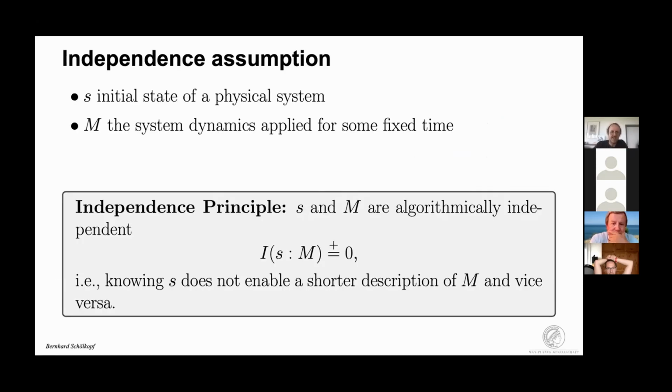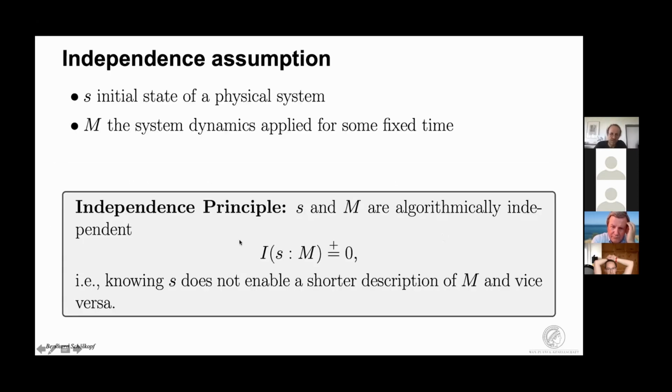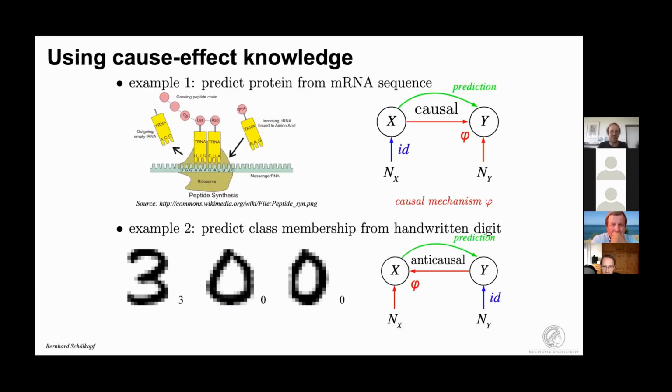And if we formalize that, so we formulate independence between the ingoing thing and the mechanism now in terms of algorithmic independence, so in terms of compression, then we can prove that the Kolmogorov complexity of the state of the system is non-decreasing under time evolution. So that means entropy cannot decrease, it can only go up. And that's what's called the thermodynamic arrow of time. So much for the excursion to physics.